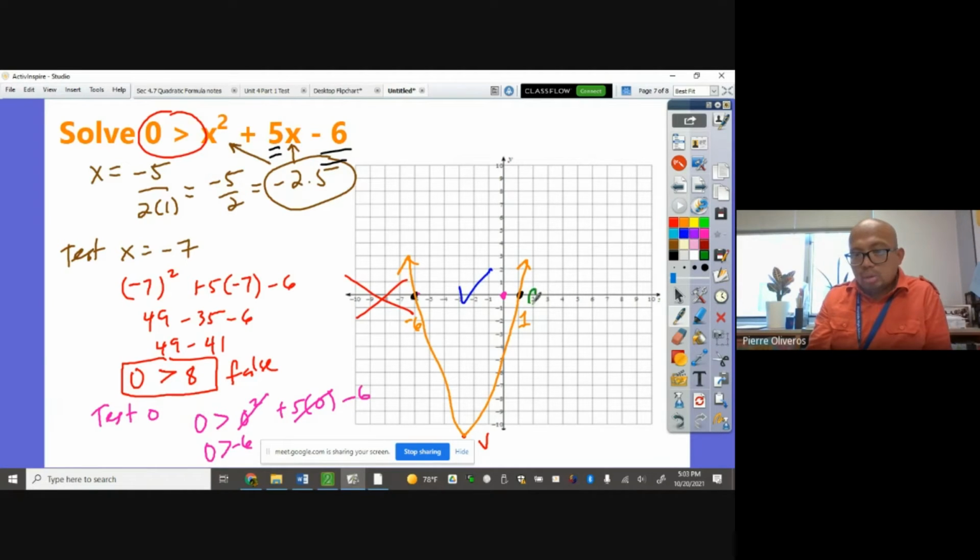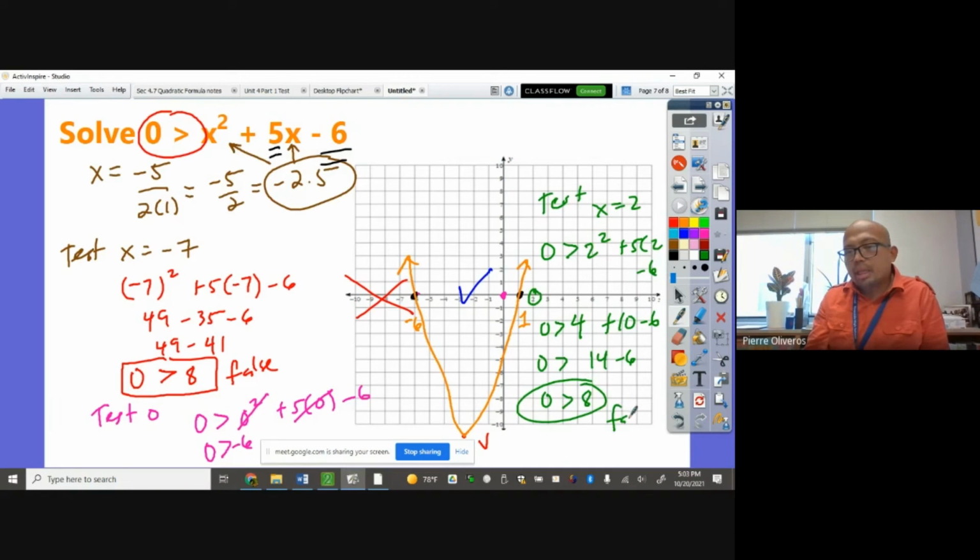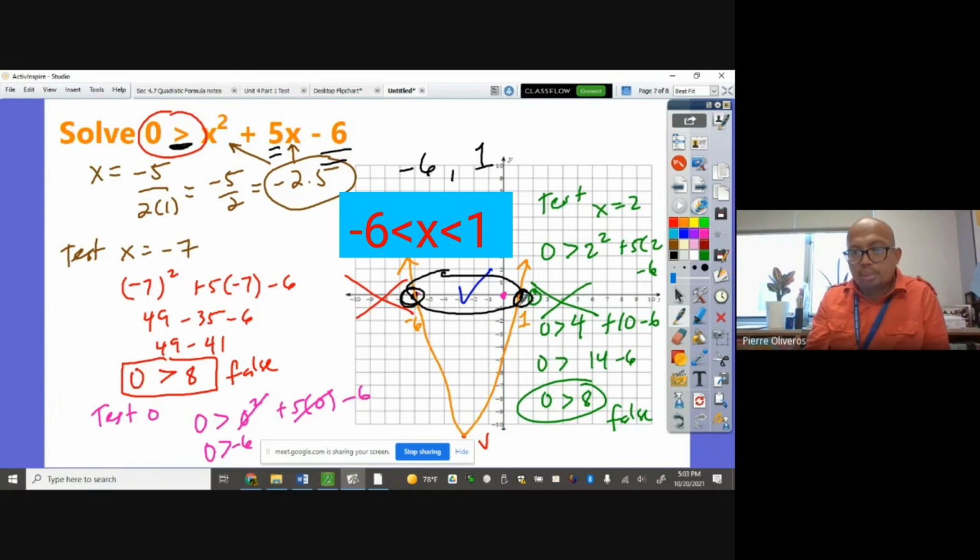So now we're going to try 2 there. So test x equals 2 here. 0 greater than 2 squared plus 5 times 2 minus 6. 2 squared is 4. 5 times 2 is 10 minus 6. That will give us 14 minus 6, which is 8, so 0 greater than 8. True or false? That will give you false. So there should be no answer here. So the answer should be only somewhere in the middle between -6 and 1. Again, since there's no line here, this will be an open point there, parenthesis, parenthesis, and that's the answer.